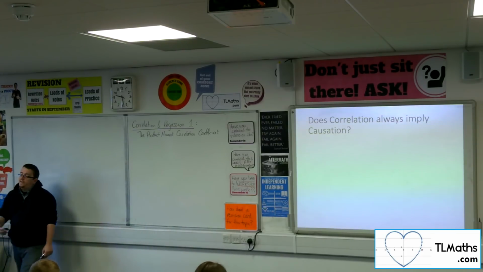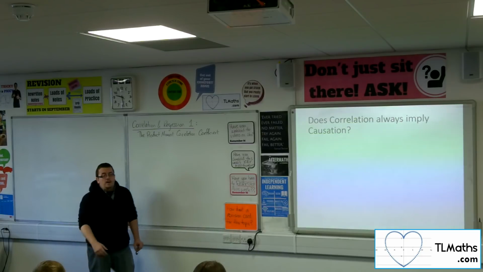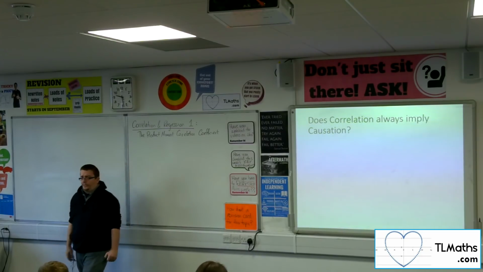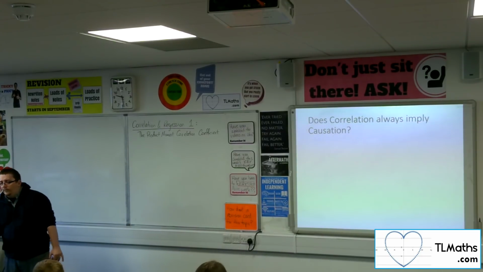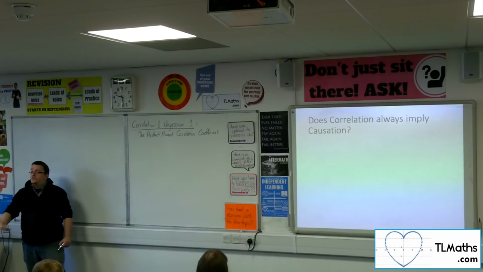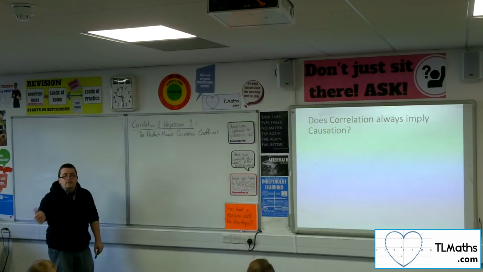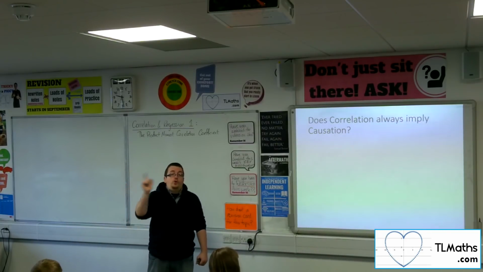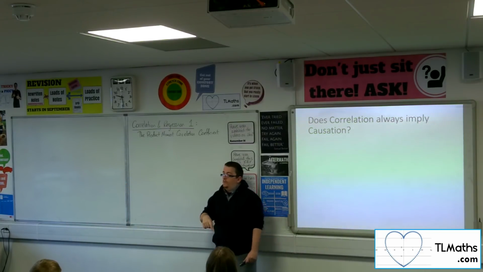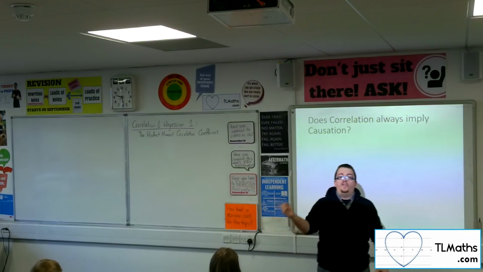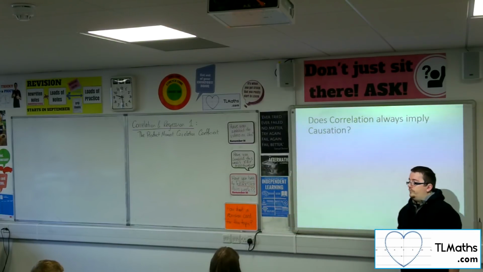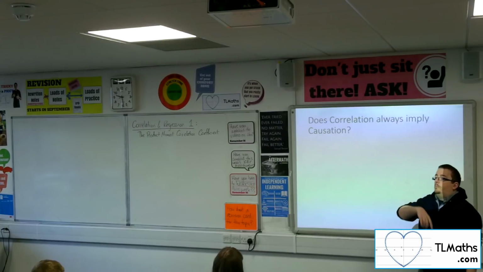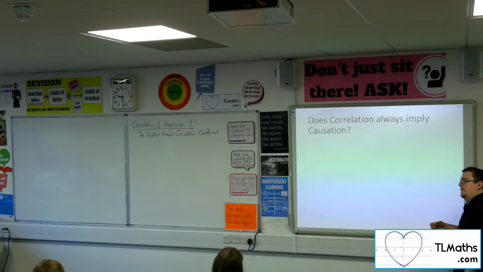So this idea that just because you draw a scatter graph and it looks like quite a strong positive correlation, that must mean that one is causing the other to increase, or one is causing the other to decrease. That is a poor inference, really. That's not necessarily the case.